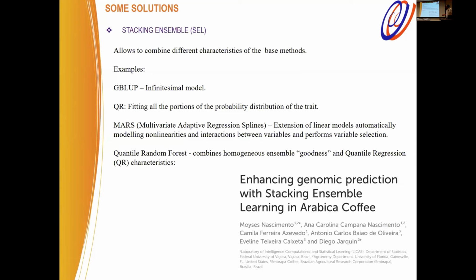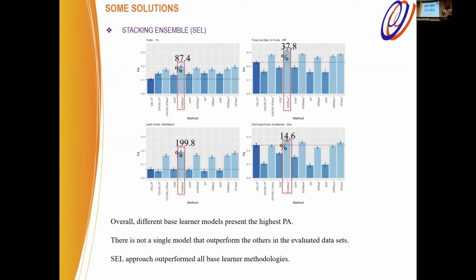So we have the G-BLUP infinitesimal model, and quantile regression, where you rely on quantiles to see how well you are able to explain those differences. Multivariate adaptive regression splines is an extension of linear models that automatically models nonlinear relationships, and quantile random forest combines random forest and quantile regression. The main goal was to find a method to combine these different base learners. And what they found is that when you select those base learners that perform above the average of all of them, you can improve predictability.